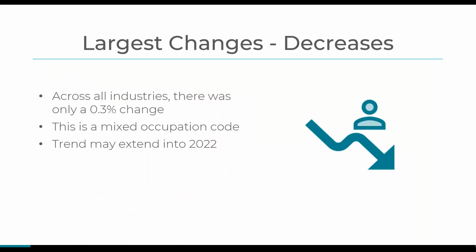Once we look at this occupation across all industries, though, the overall change in employment was just 0.3%. So a large change in a ratio in this data doesn't necessarily provide a smoking gun for a trend. It doesn't actually mean that employment is going to change quite a lot. It is possible that this is because this is a mixed occupation code, and it includes more than just lifeguards. This includes ski patrol and other, which is a broad category.